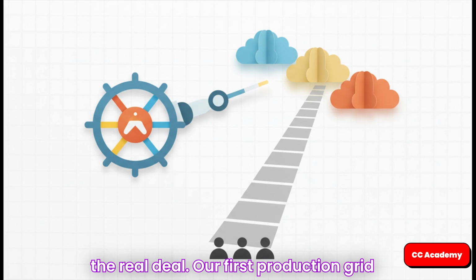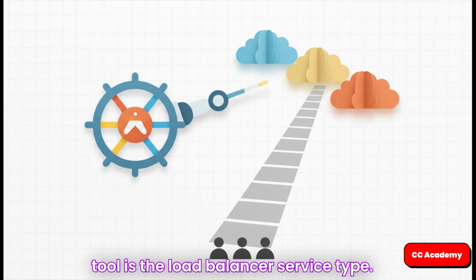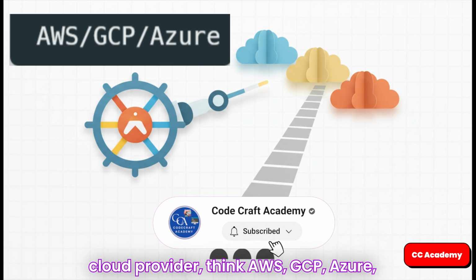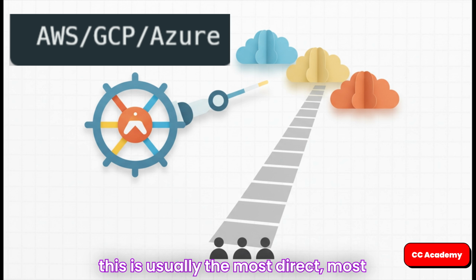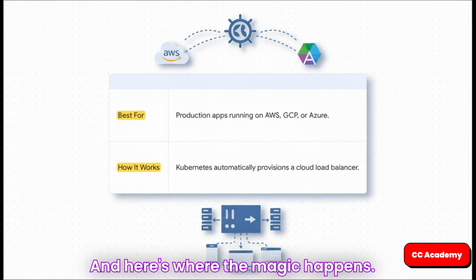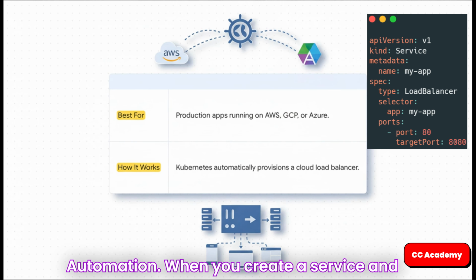Our first production-grade tool is the LoadBalancer service type. If you're running your cluster on a big cloud provider, think AWS, GCP, Azure, this is usually the most direct, most reliable way to get your app out there. And here's where the magic happens, automation.